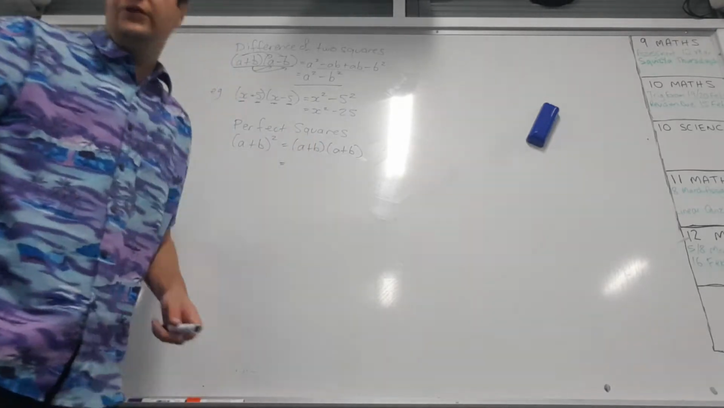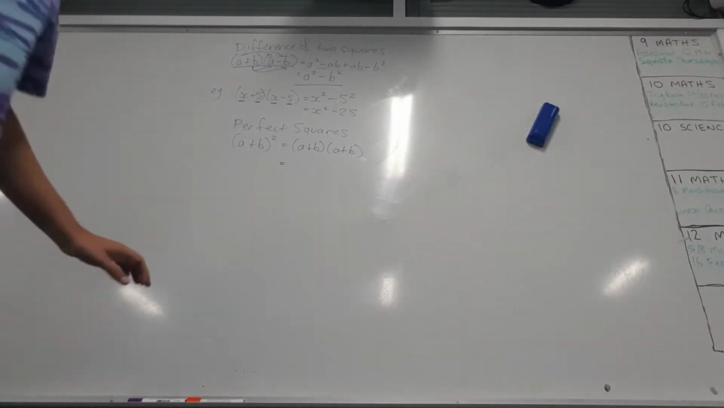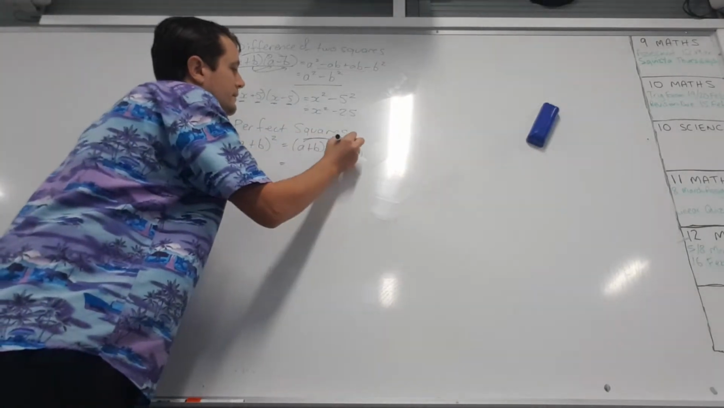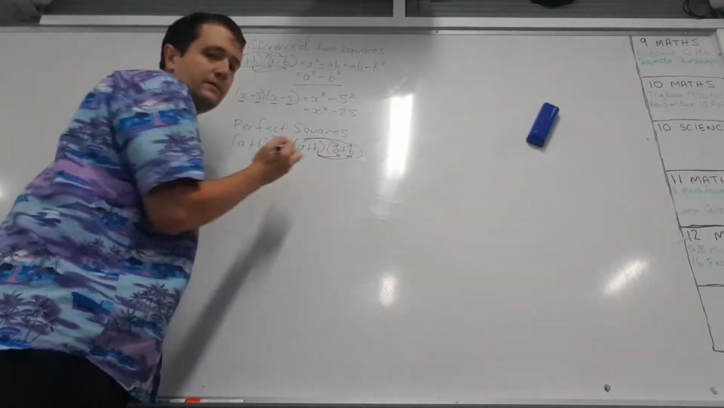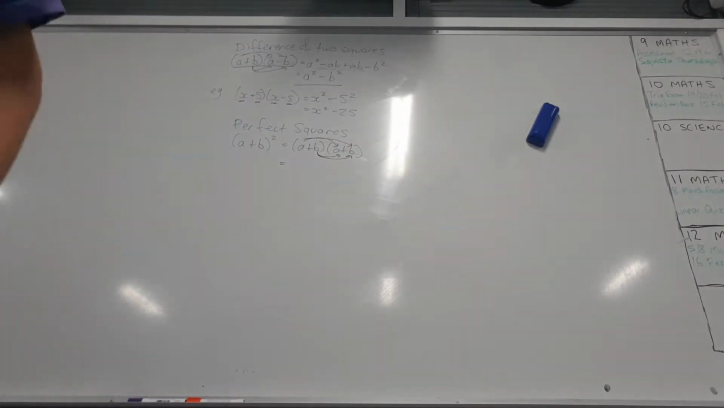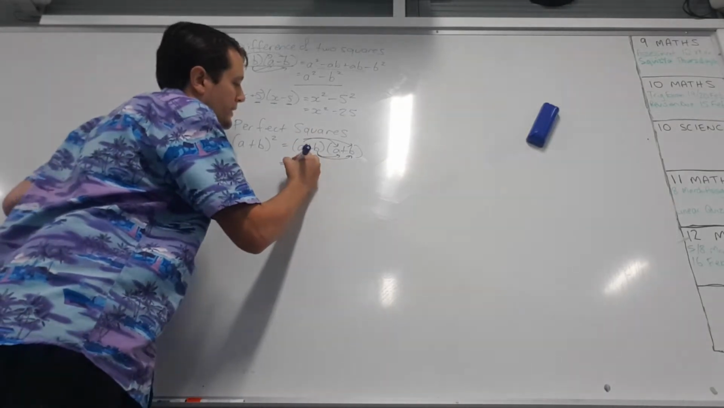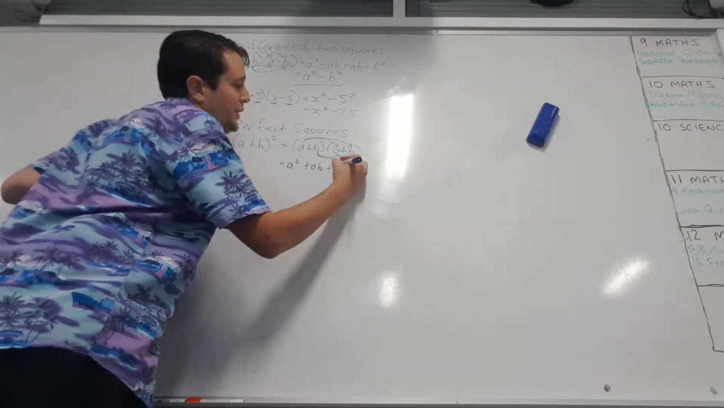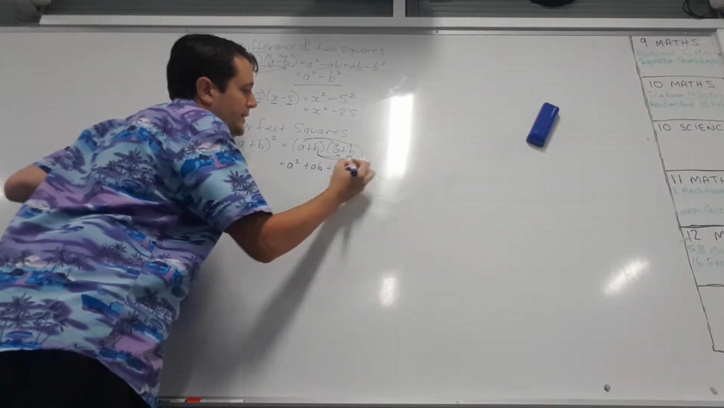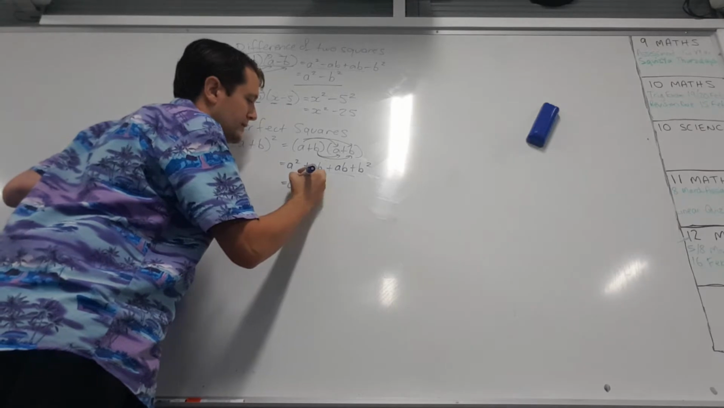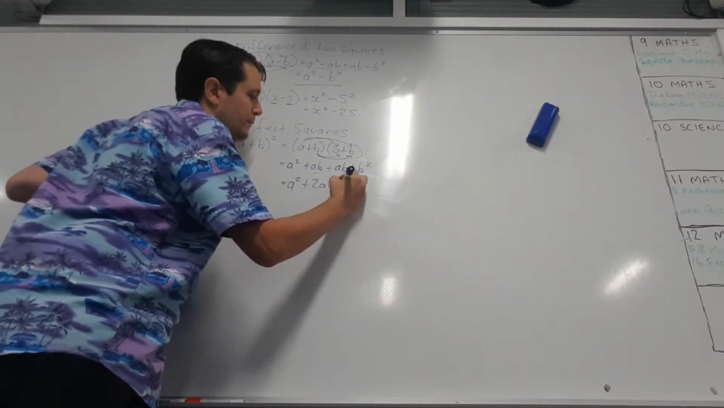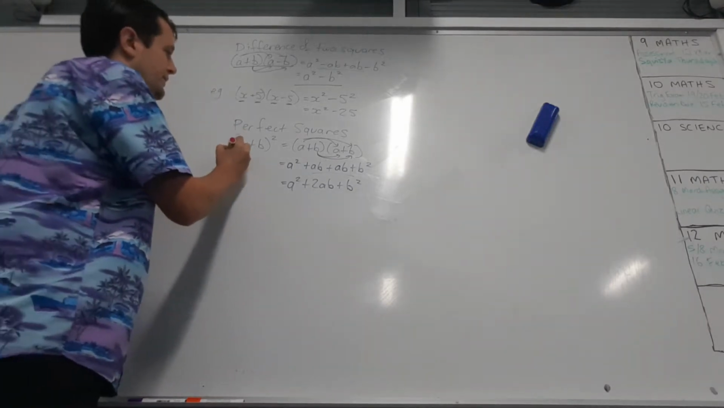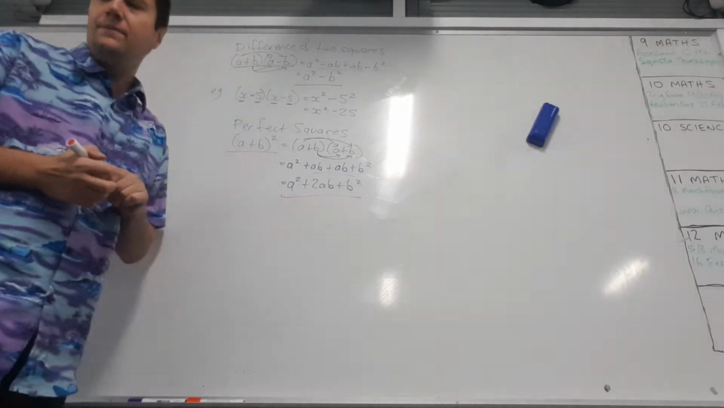If I use the claw on that, I end up with a squared plus ab plus another ab plus b squared. Those two there can be combined, leaving us with a squared plus 2ab plus b squared. That is a rule known as perfect squares.